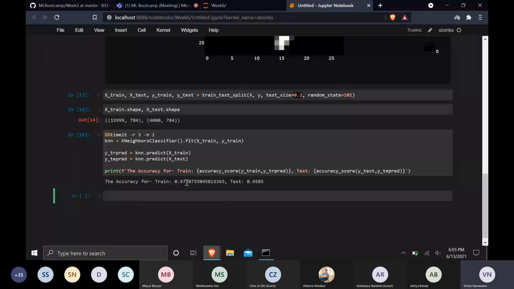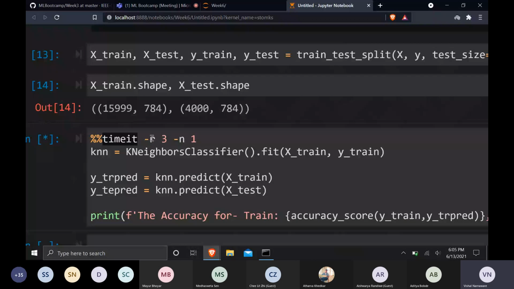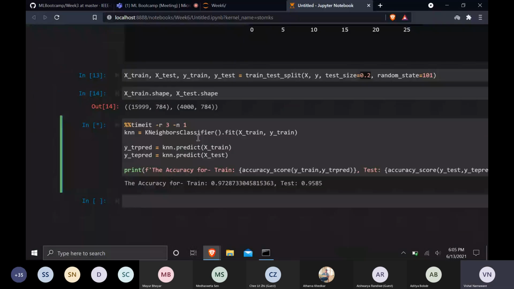So the very first thing that we'll do is calculate the time that this cell requires to run. So this magic command that I've written here is %%timeit, and I've given -r as 3. This would mean that this cell has to run 3 times, and for every run this will loop only one time. So for every time the accuracy will be the same. We just want to see how much time this cell requires to run.